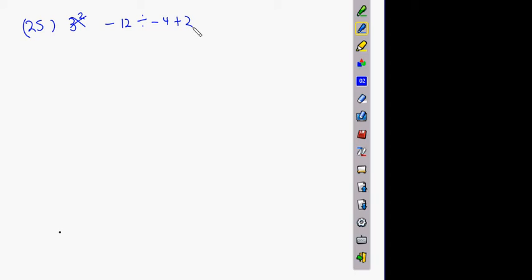Javier, which one comes first? The division. So you're dividing 3. So you got minus 12. Plus 3.